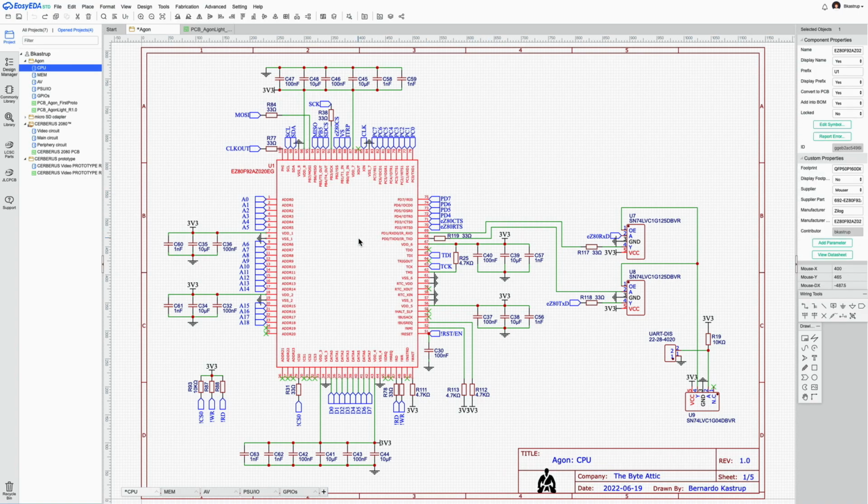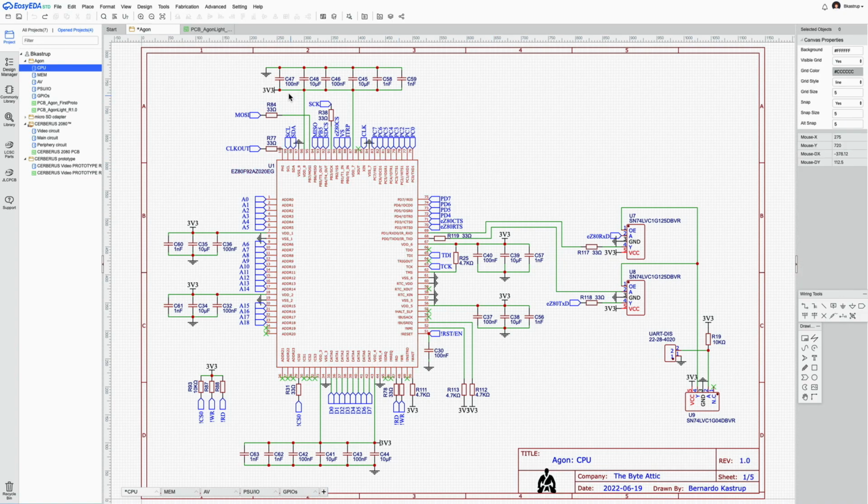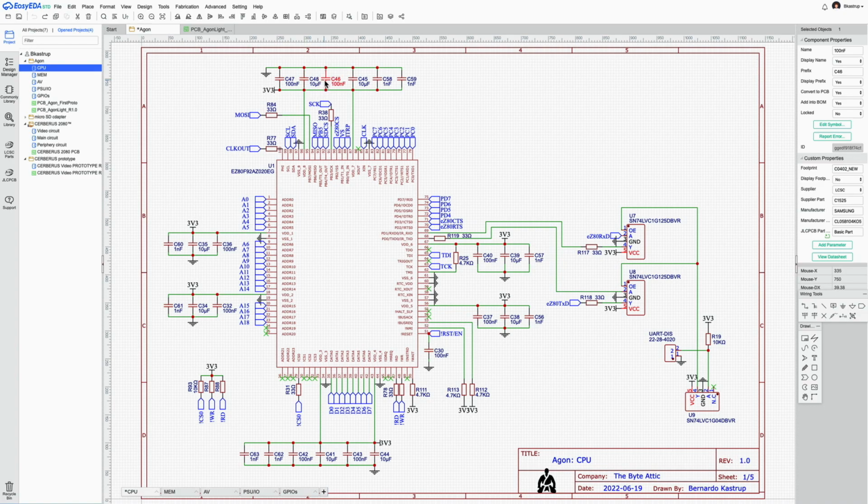Okay, so this is the main chip in Agon. This is the CPU. In reality, it's more than a CPU. This is a little system on a chip. It's a microcontroller unit. Has more than just the CPU core. This is the key chip. The first thing you notice is that there are lots of little bypass capacitors everywhere around the main chip.